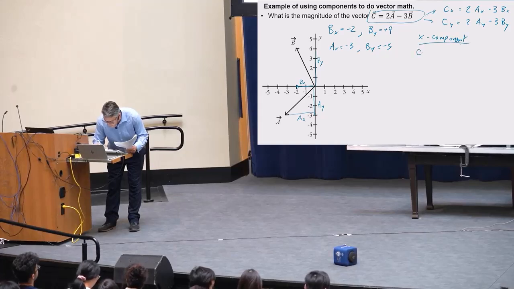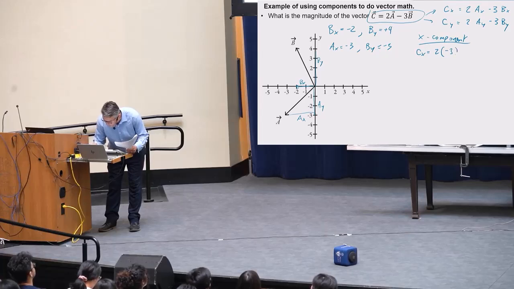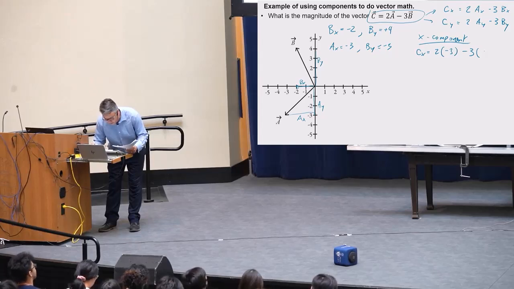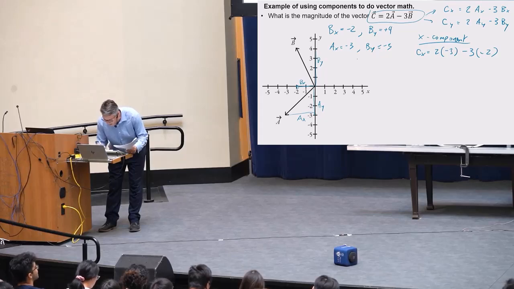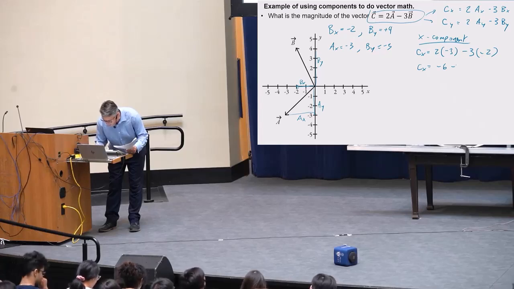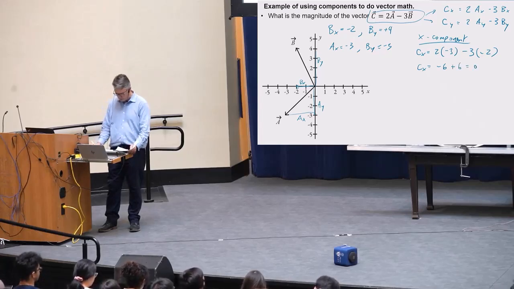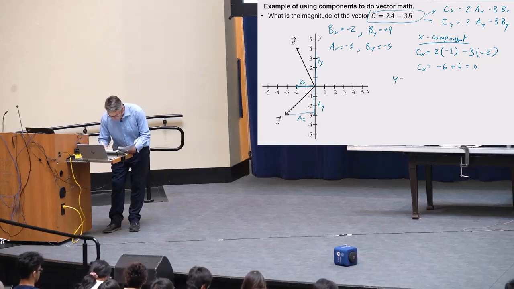You'll just say that c sub x is equal to 2 times a sub x, which was minus 3, minus 3 times b sub x, which was plus 4. Oh, sorry, it was minus 2. There we go. So I plugged in the b sub x and the a sub x, and I get c sub x is equal to negative 6 minus the minus, so plus 6, is 0 actually. And then the y component.